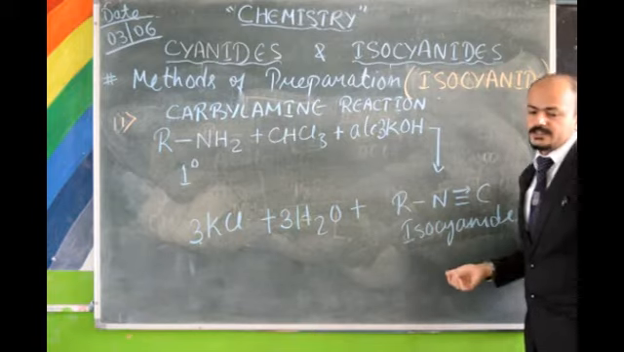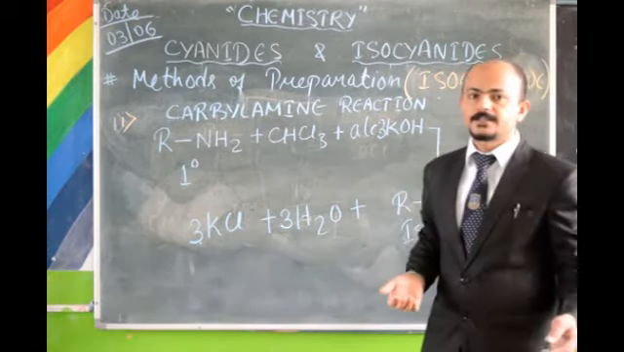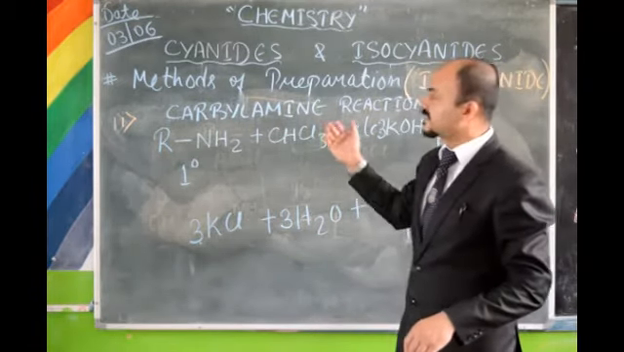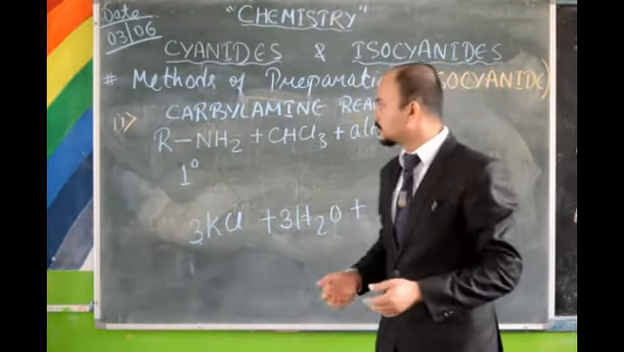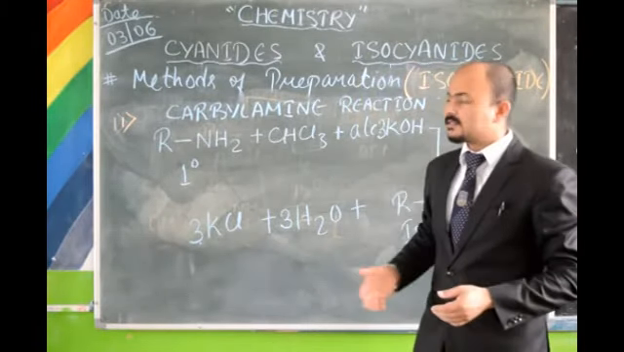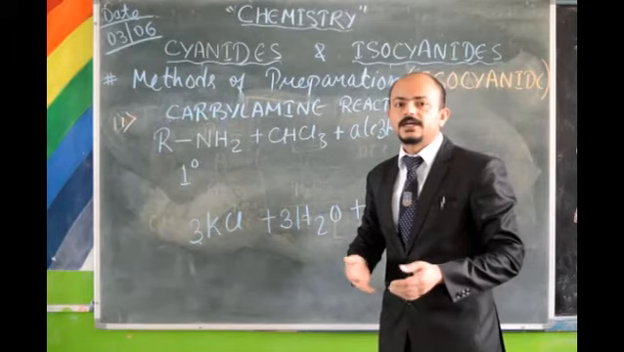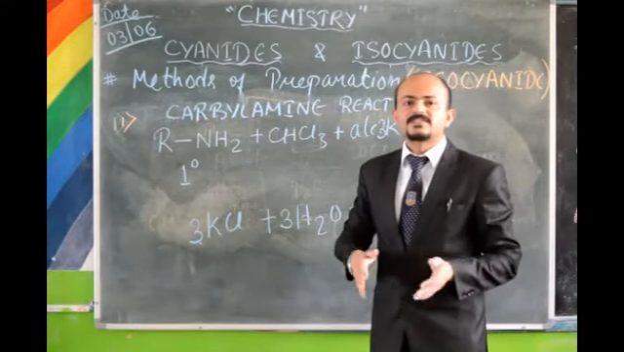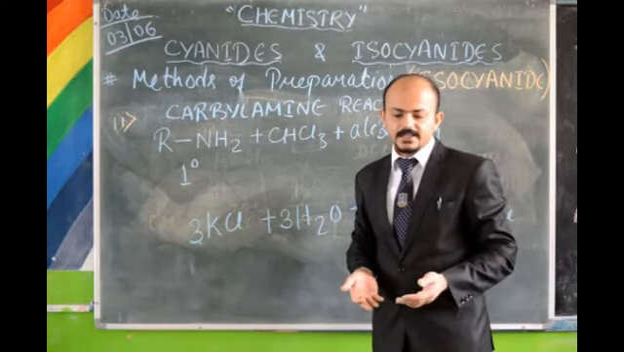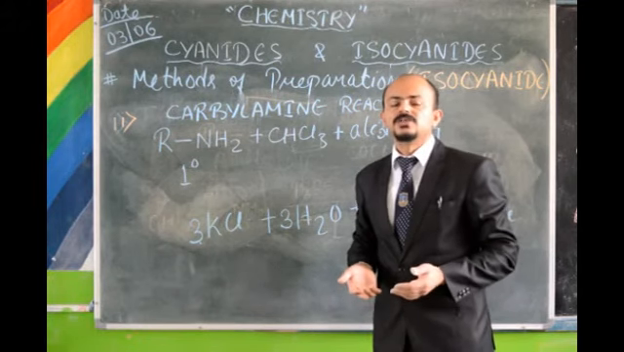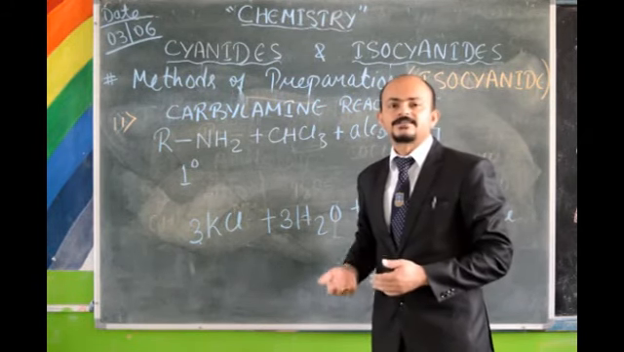Okay, so these many things are there in your syllabus regarding cyanides and isocyanides. And in our previous video, we have discussed all these topics well under compounds containing nitrogen, and one more topic is left, that is diazonium salts, which we will be discussing in our next videos.